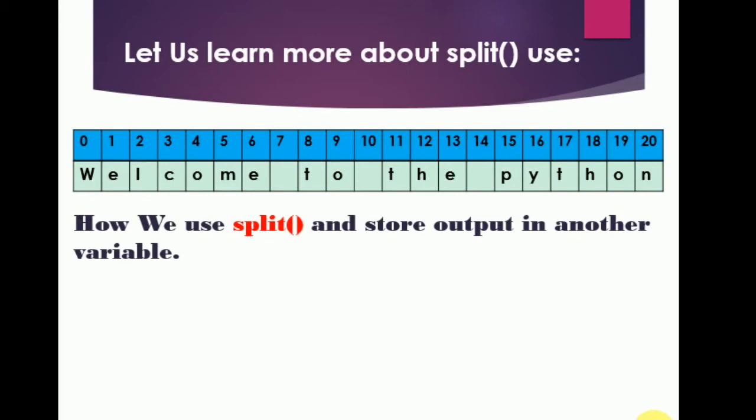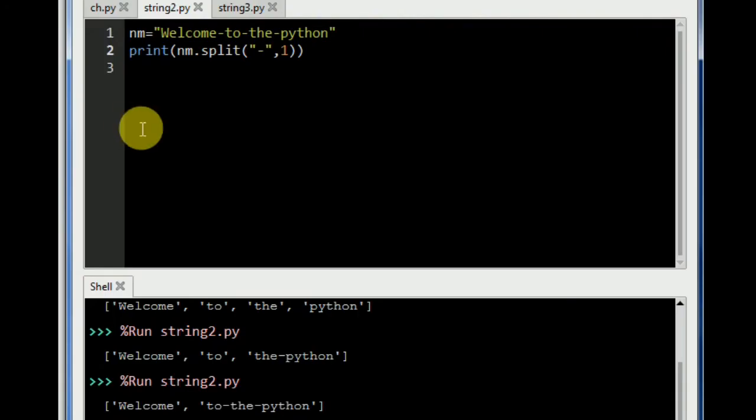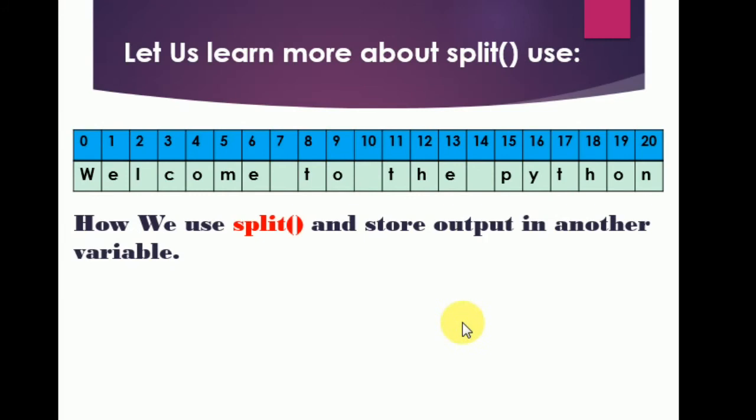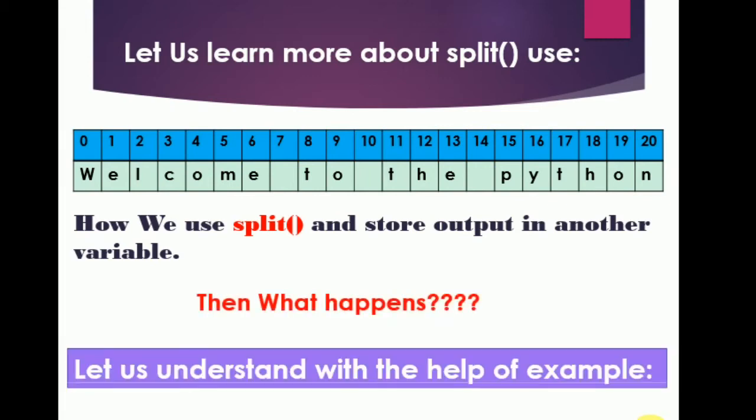Now if we move to the next part, that is more about the split, how we are going to store the output in another variable. If you go through the coding, we are directly printing nm.split, we are not storing it. So now what we are going to do is store that output, whatever it is after the split, in a separate variable, and then we execute. Now how it is going to happen, let us first understand it.